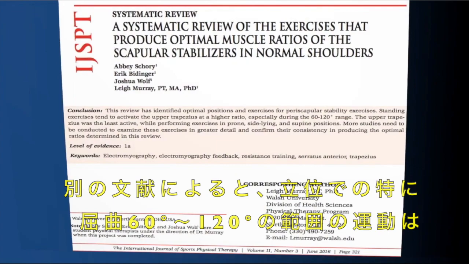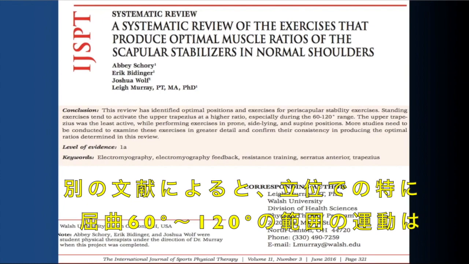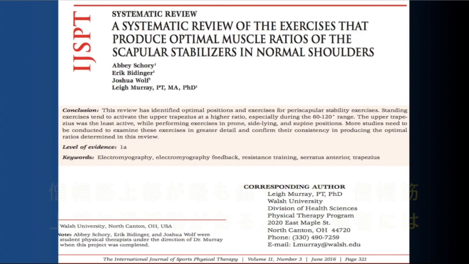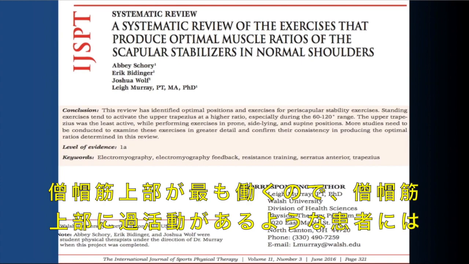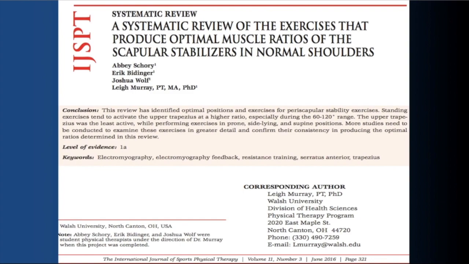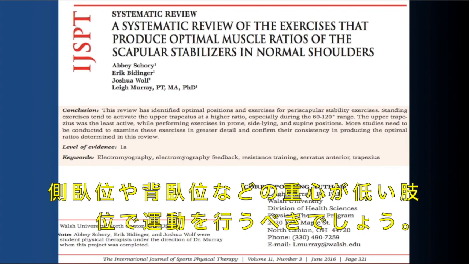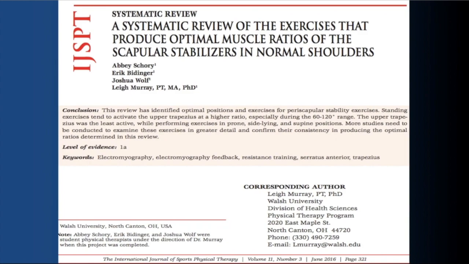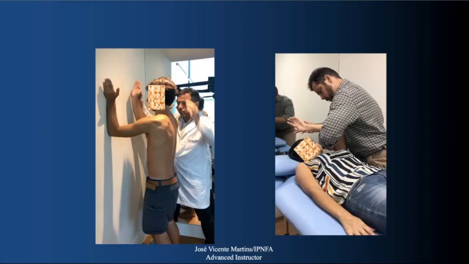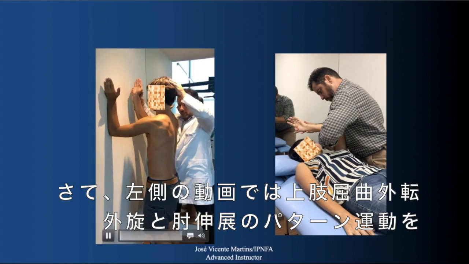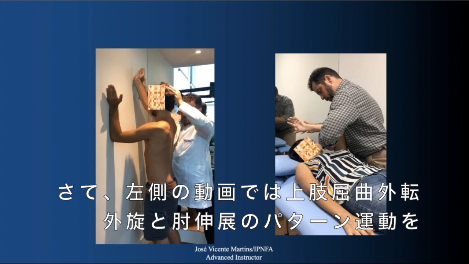So, this is another nice article showing that when we work in a standing position, we tend to activate more upper trapezius, especially during the range from 60 to 120 degrees. So when we have a patient with overactivity of the upper trapezius, we should work more in sidelying position and supine position. So here we can see flexion, abduction, external rotation with elbow extension.